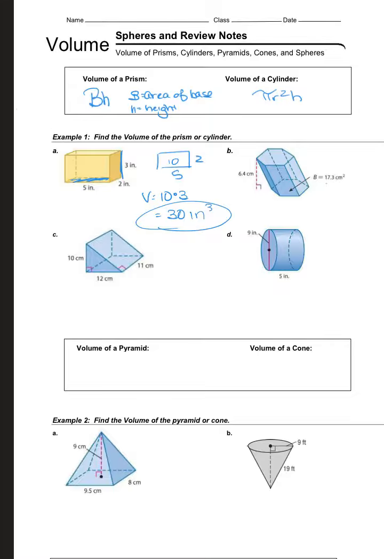So for part B, it gives you the area of the base. So we know that the volume is the area of the base times the height, which is 6.4. So we get a total volume of 110.72 centimeters cubed.